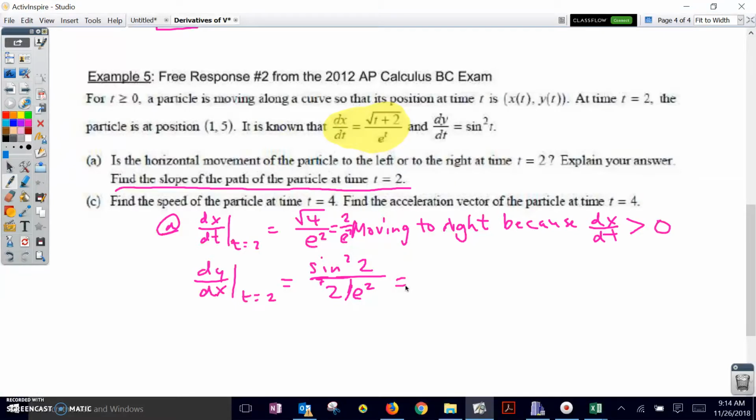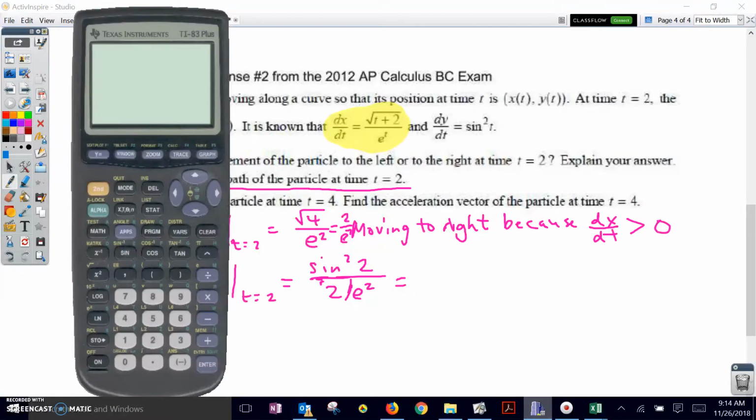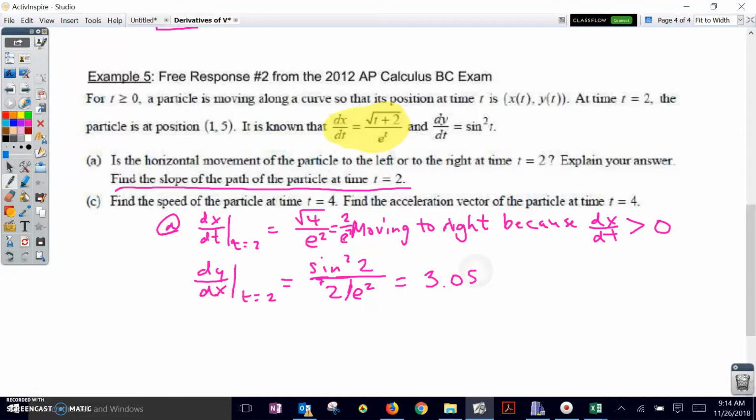And so the slope of the path of the particle, if I go ahead and calculate this, it's going to be the sine of 2 quantity squared times e squared divided by 2, and we get 3.055 for the slope of the path of the particle.